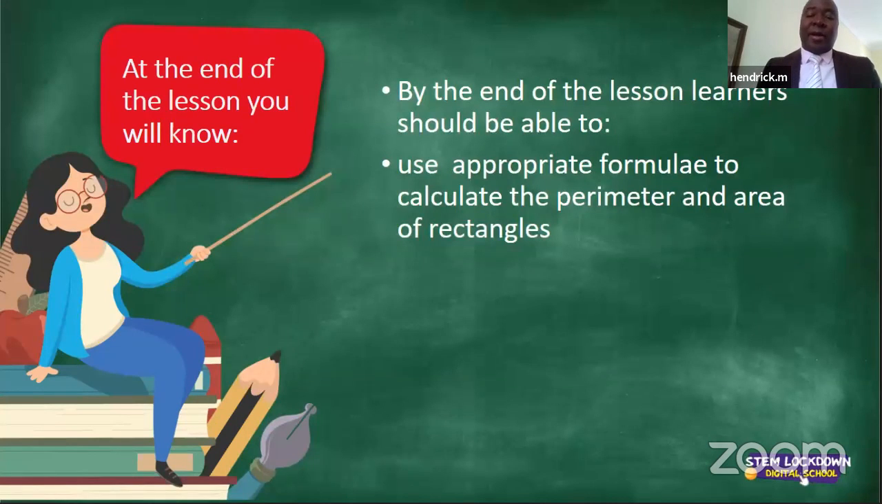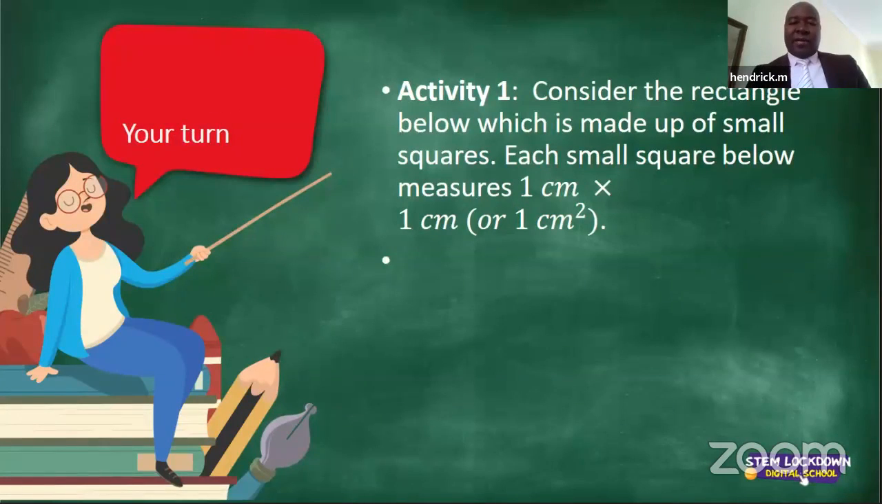Formula to calculate the area of the rectangle. And of course, activity one is as follows. I'm going to give you a rectangle which is made up of squares. And of course, each square is measured as follows. Each square is 1 centimeter times 1 centimeter, meaning that each square inside the rectangle would be 1 square centimeter.